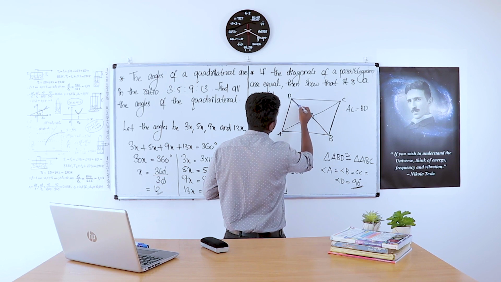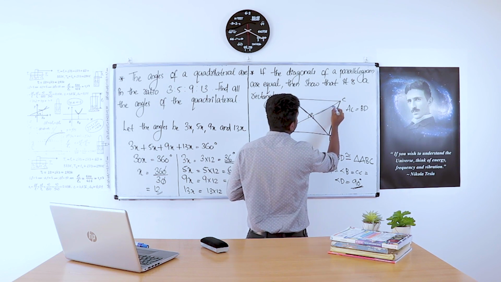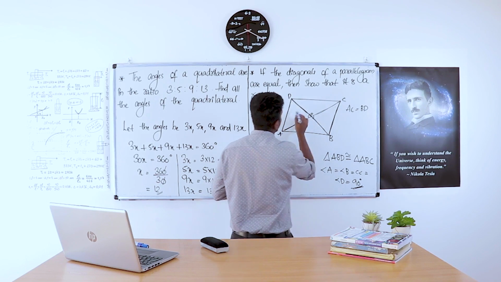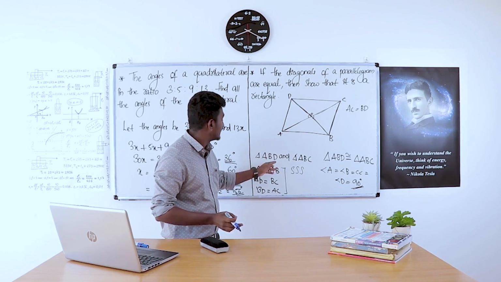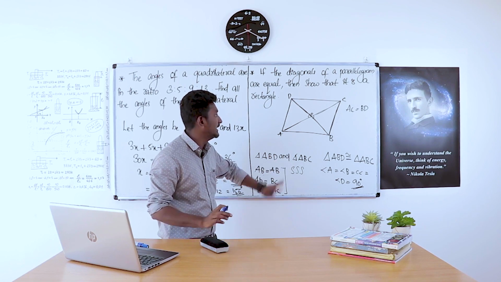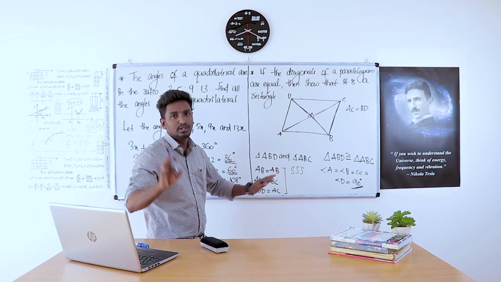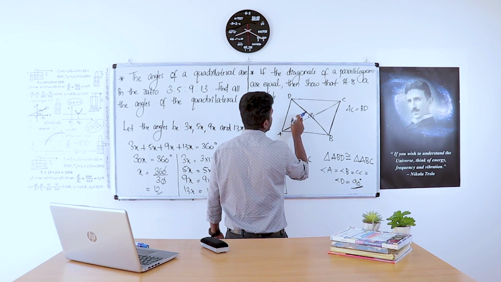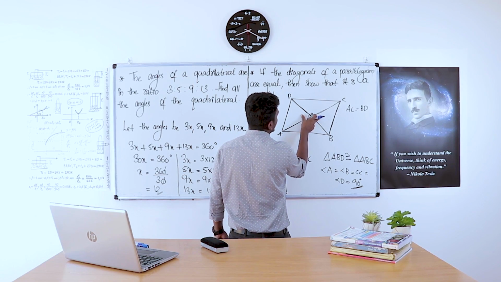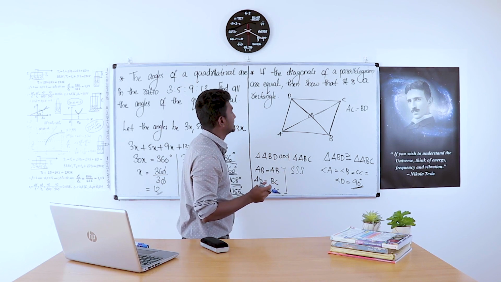These diagonals are equal. If they bisect each other, then these are also equal. So these two triangles are congruent. Either we can prove that, otherwise we can take triangle ABD and triangle ABC. Either you can take as you wish. When we are taking these two triangles, then these two triangles are congruent.